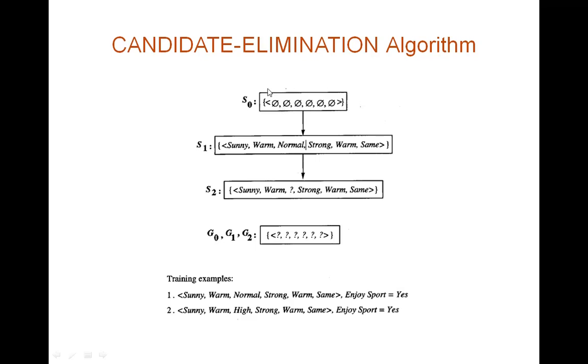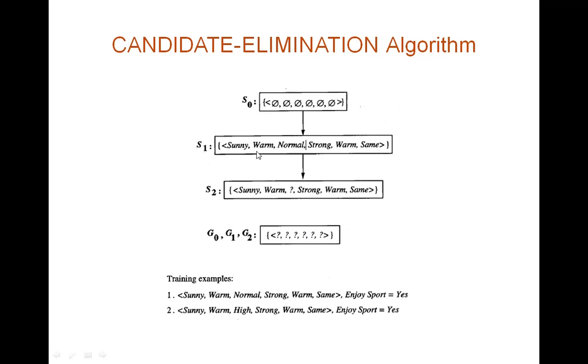We will remove this S naught. This is not needed because it is inconsistent. It will say that enjoy sport is false, so I will remove it. The new hypothesis will be this one. For the first example, S will change from S0 to S1. We'll get this hypothesis, and we shall go to the second example. See, we are just tracing positive examples. For the second example also, G1 will become G2. Again, there is no change here. All question marks are there. This hypothesis will say enjoy sport is true, so I will not change anything in the G boundary.